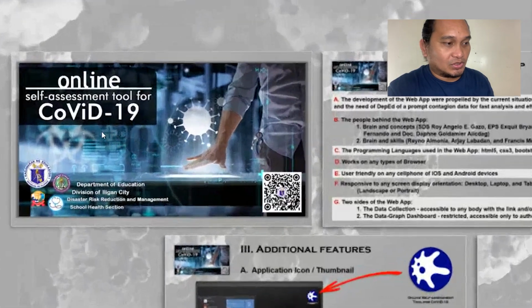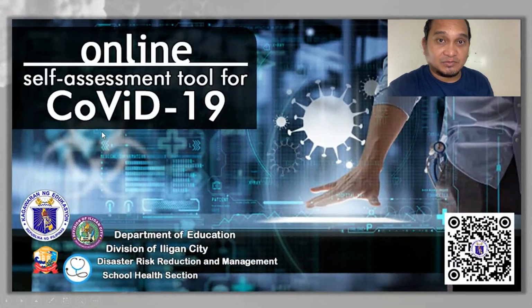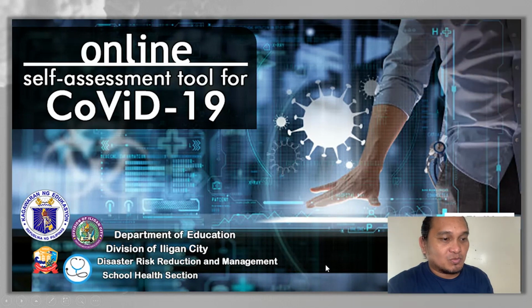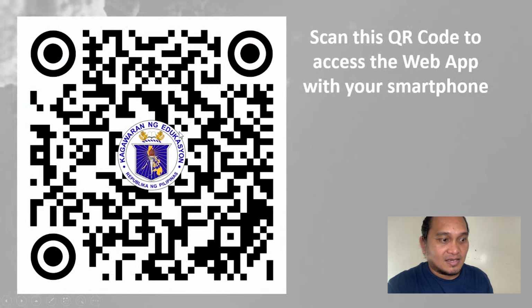This is the poster of the web app, the Online Self-Assessment Tool for COVID-19. As you can see, it has the logo of the Department of Education and the Division of Iligan City. And the two logos here, the DRRM and the School Health Section, are the ones tasked to oversee the web application data gathered. As you can see here at the right side, it has the QR code, where you can access the web app and fill up the data by just scanning this QR code with your smartphone.